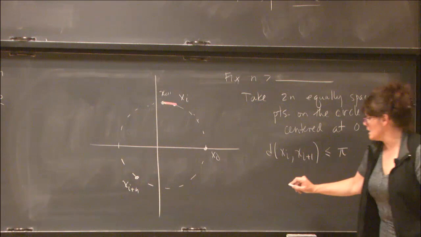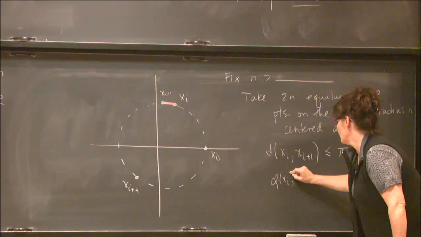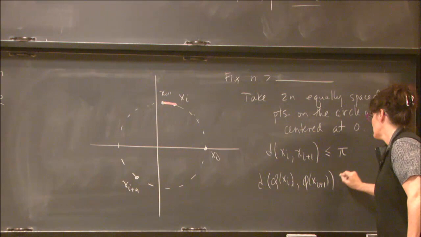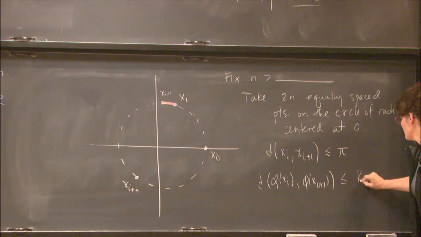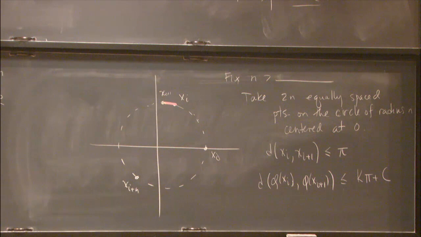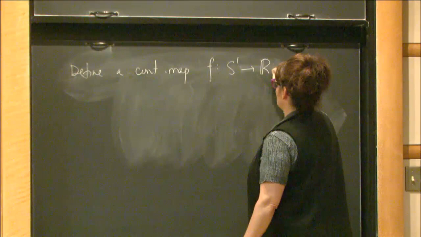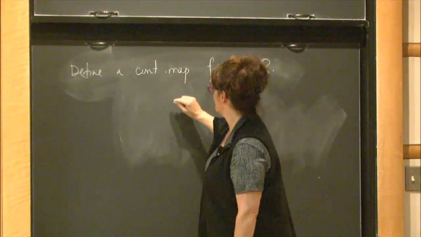Which means that if I apply the map and look at their distances, then that's less than or equal to some constant, like k pi plus c, if they had the k and the c. Okay. So now what do we do? What we're going to do is replace this with a continuous map. I want to define a continuous map f from the circle to R, and I want it to agree with phi on these endpoints. So I want f of xi to be the same.